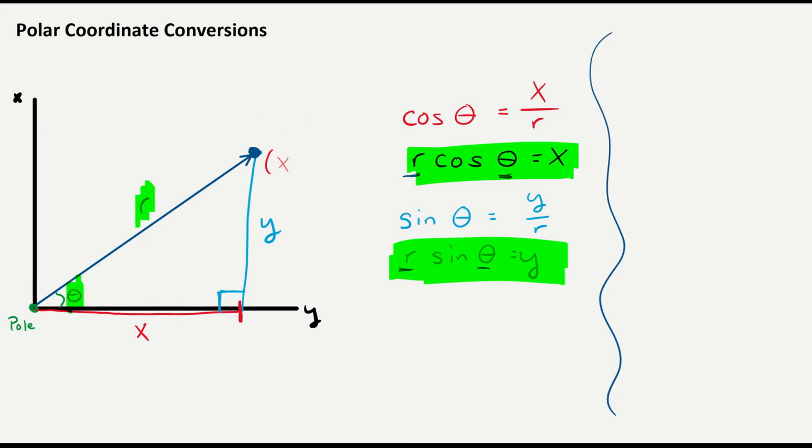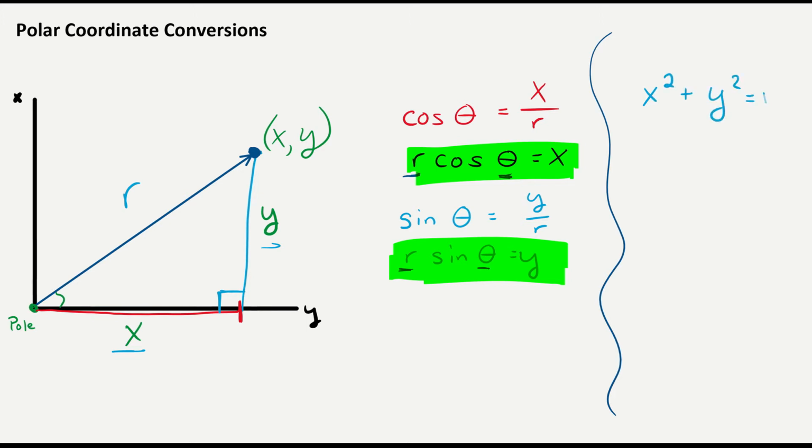Let's try this again. What if this point is not on the polar plane, but instead it's on the xy rectangular coordinate plane? I'm still going to use this right triangle. It's just this time I don't know what r and theta are yet. I just know that this is y and this is x. So if I want to find r, how would I do that if I know x and y? To find the third side of a right triangle, I can go x squared plus y squared equals r squared, the Pythagorean theorem. I put x and y in, and I can solve for r.